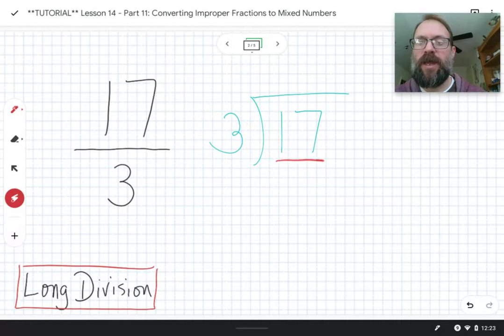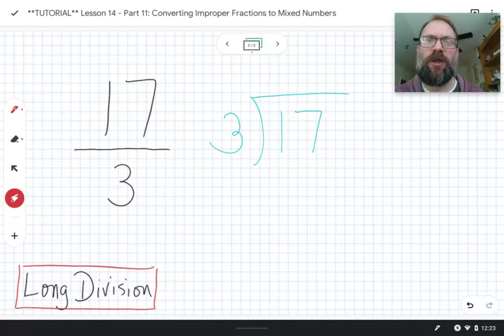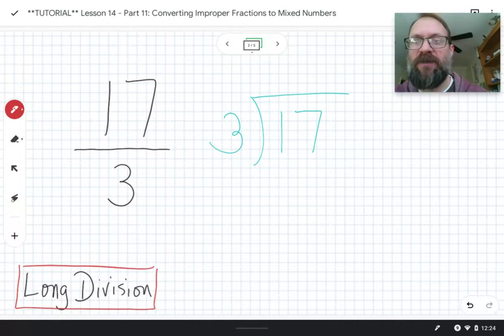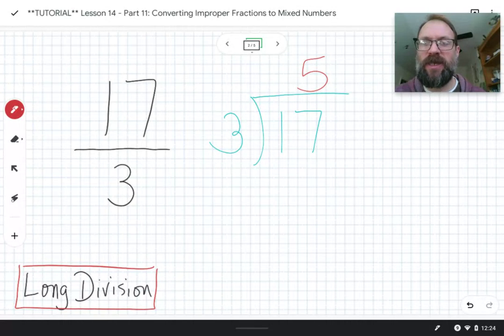So let's move over and consider both numbers together, 17. How many 3s are in 17? Here is where reflex math really comes in because we can quickly go back to our math facts and know that 3 times 5 is 15 and 3 times 6 is 18, which is too big. So we are going to go with 5. Write it over the last digit in the number we just divided, in the ones place, the 7. So now we have 5 groups of 3. That was our division step.